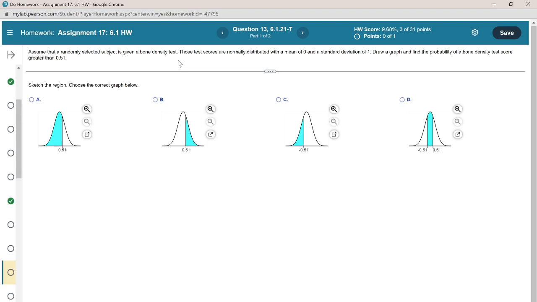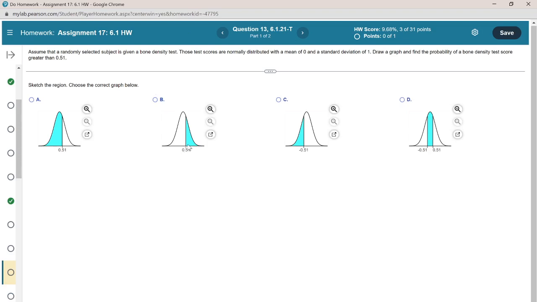Those test scores are normally distributed with the mean 0 and a standard deviation of 1. Whenever you have normally distributed data with the mean 0 and standard deviation 1, that is actually the standard normal distribution. Draw a graph and find the probability of a bone density test score greater than 0.5. So you need to find the area to the right of 0.5, greater than 0.5.